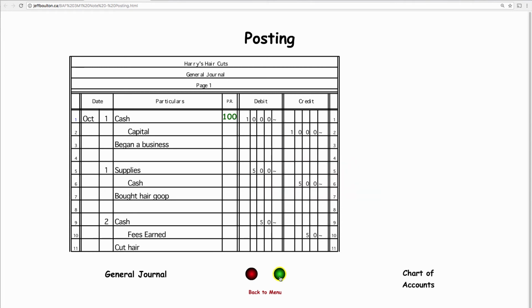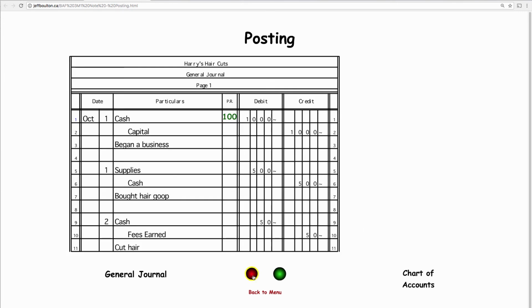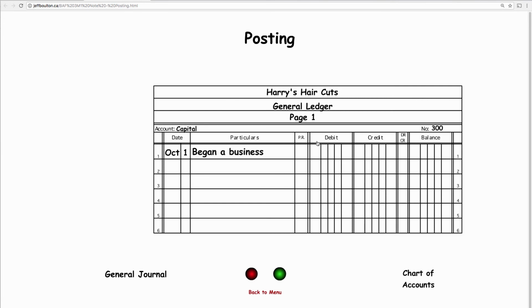So line by line. Do not go and look for all the cash ones either. That's how you make a mistake. Go line by line. Next, capital account. Here's the rest of the transaction, right? Now we have to credit capital, $1,000. So we go to the capital account. Notice this is account number 300, capital.